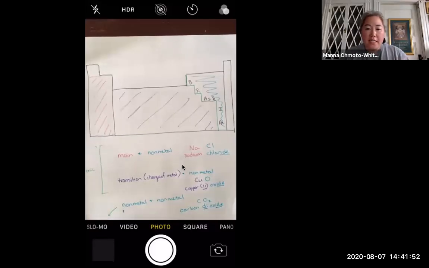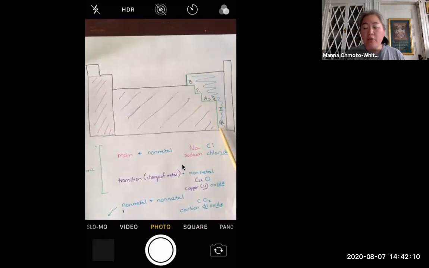So this is our first lesson on naming, and the first lesson on naming is that you first need to have an understanding of the periodic table layout. So to take out all of the elements, just to concentrate on a couple of things that are important. The first thing that's important is this Zintl boundary.